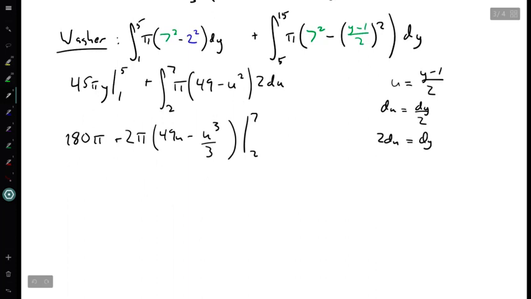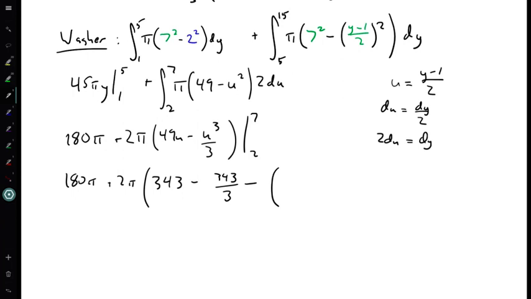All right, so we have a little bit of arithmetic to do here. So we have 180 pi plus 2 pi. Evaluate at 7. 7 times 49 is going to be 343. 7 cubed, also 343. And I want to subtract evaluated at 2. 49 times 2 is going to be 98, and 2 cubed is 8.